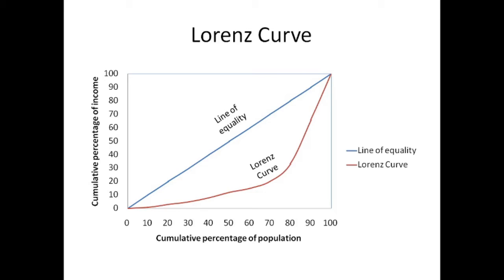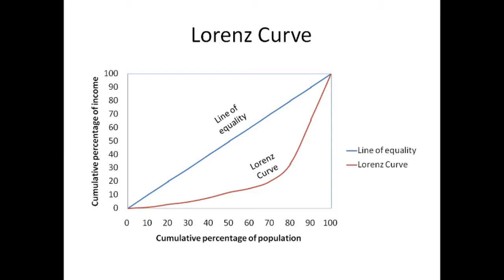In this particular hypothetical society, you can see that the bottom 50% of the population, the poorest 50% of the population, owns only about 10% of the total income in the society. On the other hand, the top 10% of the population owns nearly around 30% of the total income of the population, right? So the further this red line is from the line of equality, the more unequal the distribution.